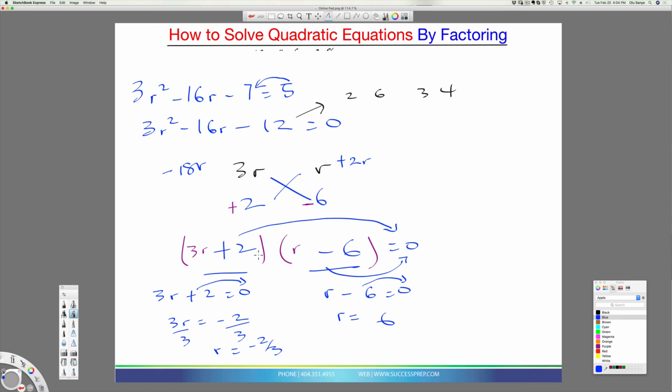So this is how you solve quadratic equations using factoring. I've talked about all the easy types and also the more difficult types. If you use this approach, watch this video a few times, you get it.